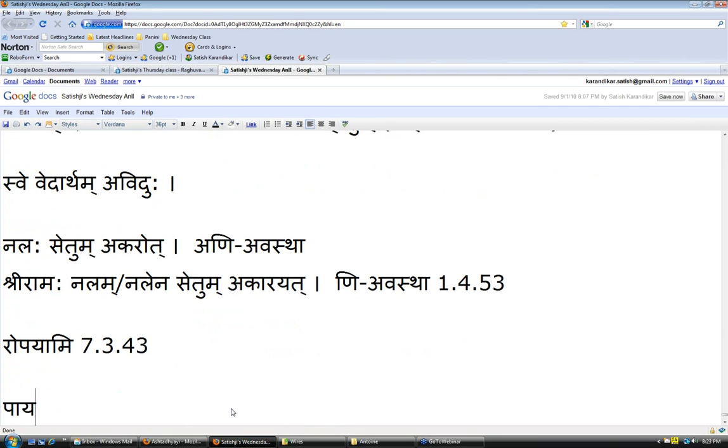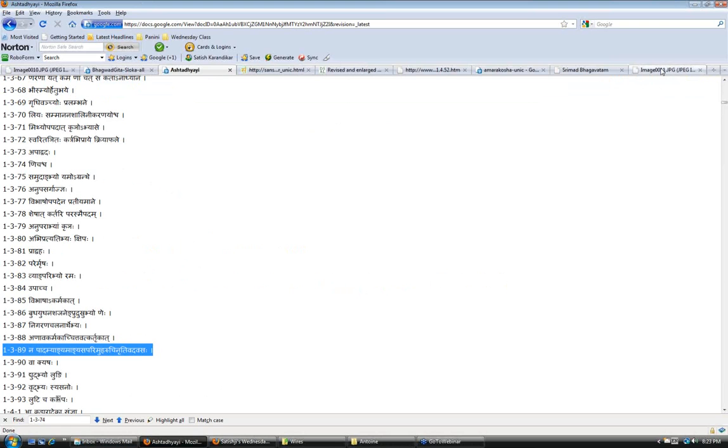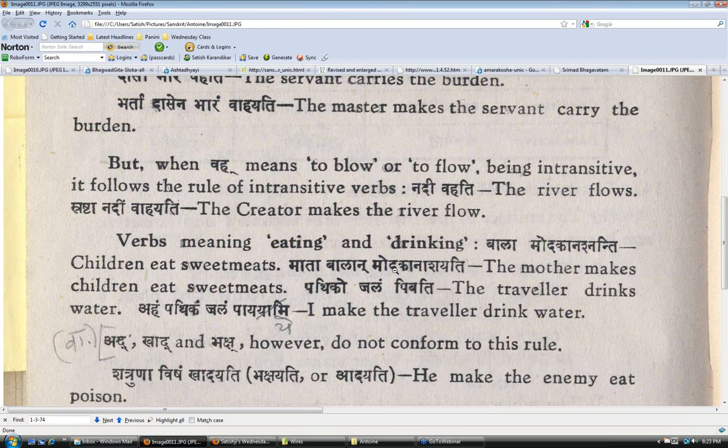I think in the last class I may have said a wrong thing. Payaye or Payayami. And that is because of the 1389, which basically says these will now obey Nichascha only, not the condition Nigaranartha, first Kevalam Parasyapadam. So that Niyamaha will not apply here. Okay, this is just on the side, but let's continue with the book, what he is saying: aham pathikam jalam payayami atha paye, either one, I make the traveler drink water.